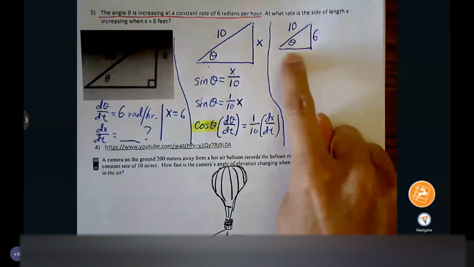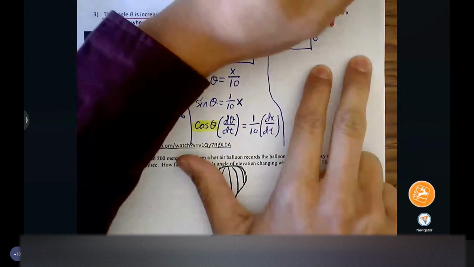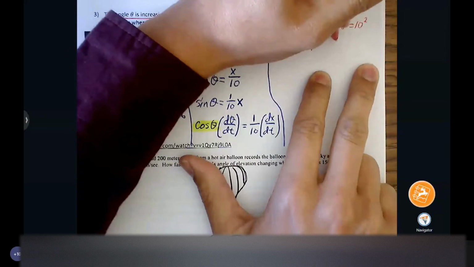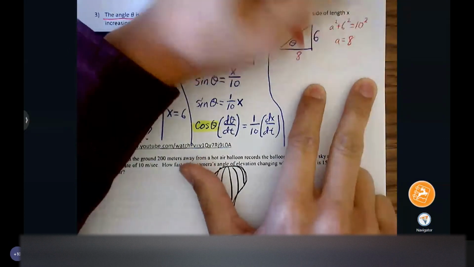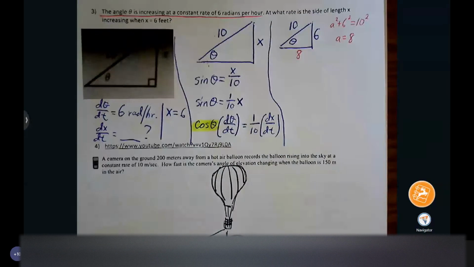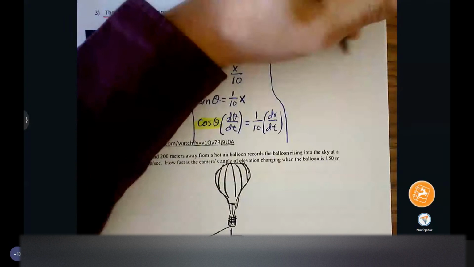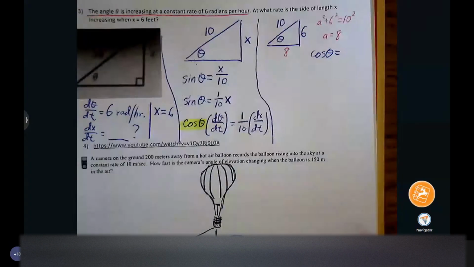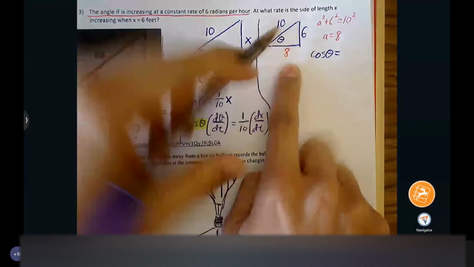All right, we still need to find this third side. So how do I find this third side here? Yeah, Pythagorean theorem. A squared plus b squared equals c squared. A squared is 64. A is equal to 8. So now we can find a suitable replacement for cosine of theta. What's cosine of theta equal to? 8 over 10. Good, 8 over 10. Adjacent over hypotenuse, we can reduce that fraction.